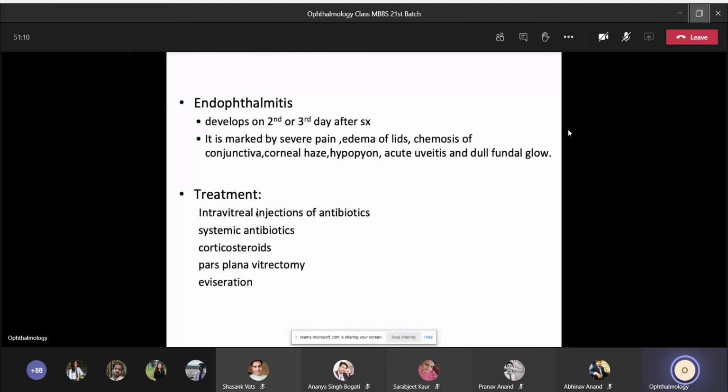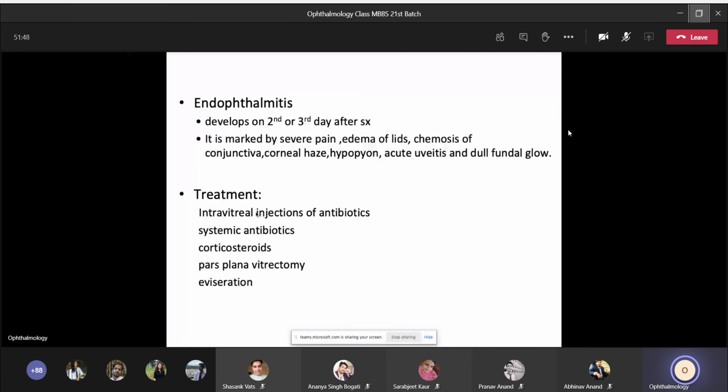So how do they present to you? They present with severe pain in the eyeball. On the second or third day after surgery, they come to you with severe pain and there is edema of the eyelid, chemosis. Then there is decreased vision and corneal haze, the patient has developed hypopyon, there is severe inflammation and even the glow is very dull. That means there is some kind of exudate in the vitreous. Then you have to diagnose that this is a case of endophthalmitis, and it is a very serious condition.